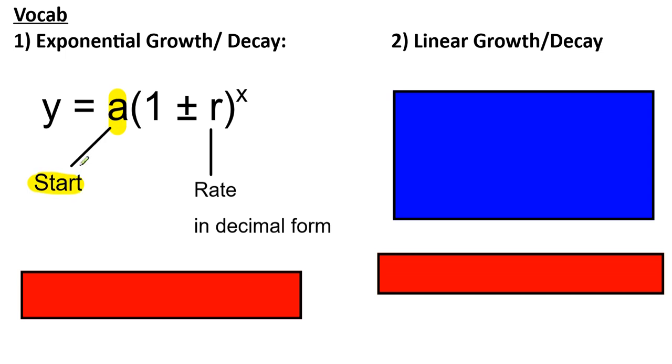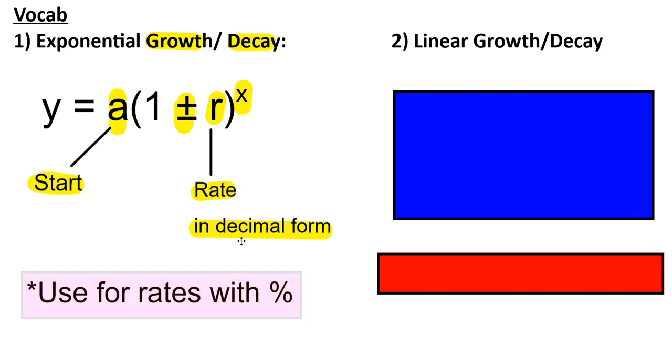It still goes in front, still our y-intercept. The plus or minus indicates whether it's growth or decay. Growth, positive; decay, minus. Makes sense. The r value is our rate, which we need to make sure is in decimal form. And then the x value will, of course, be the time: years, days, months, whatever they give us.